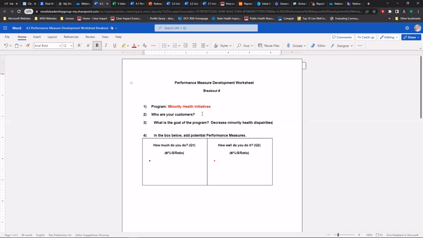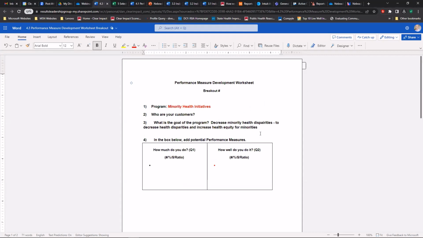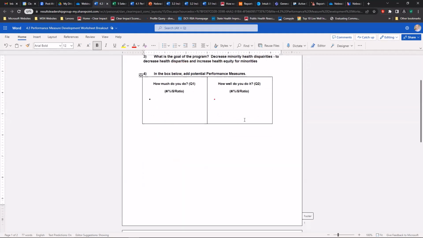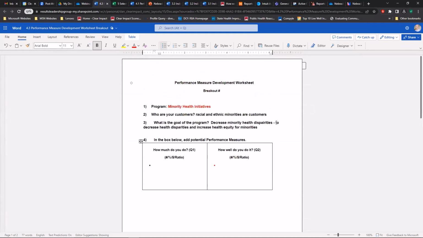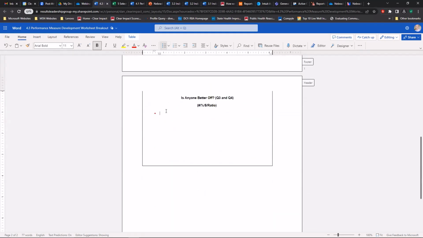And who are the customers? Who are the people that are going to be in your programs to decrease health disparities and increase health equity for minorities? Who's going to be served by your program? Again, this is a program, so we're not looking at changing overall population level data. This is program level data, so racial and ethnic minorities. So how would we know, now, the better off measure down here? If our goal is to decrease health disparities and increase health equity for minorities, how would we know that for the people we serve in our program?